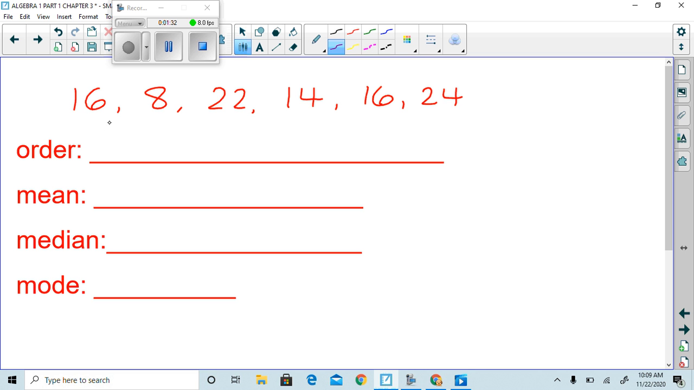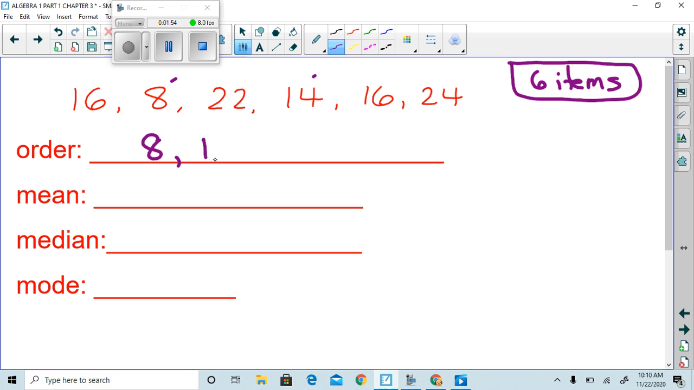And now I'm starting off with 1, 2, 3, 4, 5, 6 data items. I just want to be sure that I remember that that's an even number. So when I get to my median, I have to add and divide by 2. And I also want to be sure when I rewrite them that I have included the 8 items. 8 is my lowest, followed by 14. Then I have 16, 16, 22, and 24. I double check: 1, 2, 3, 4, 5, 6. Yes, I have 6 items.